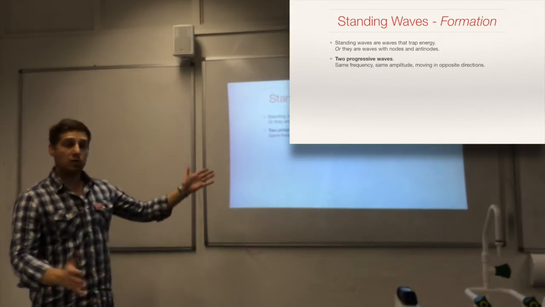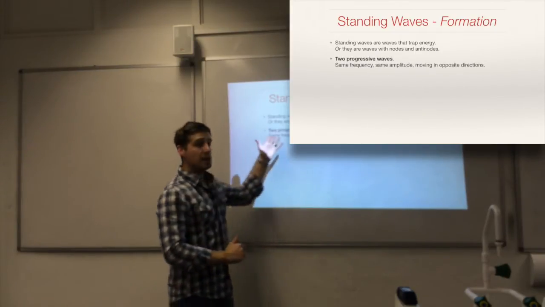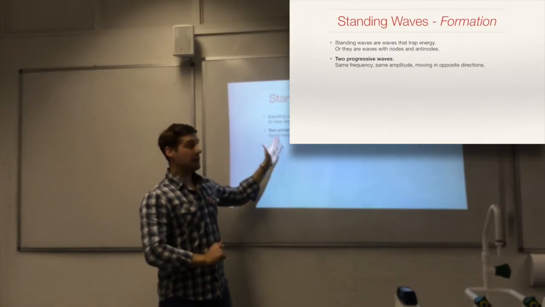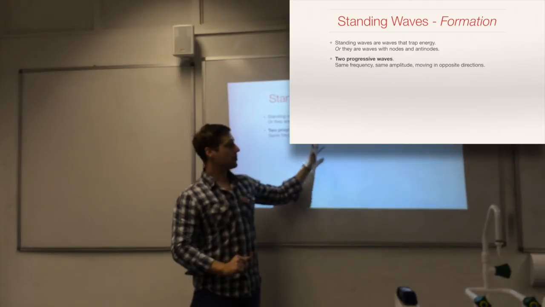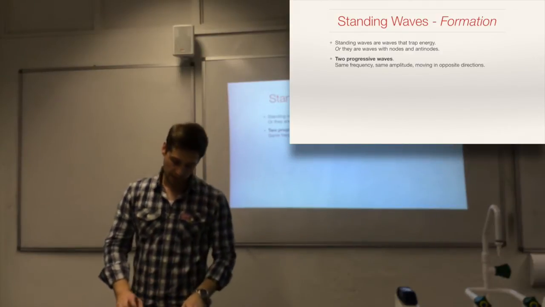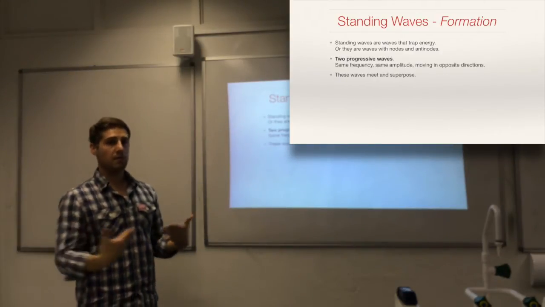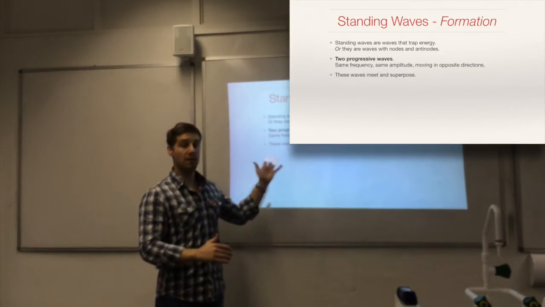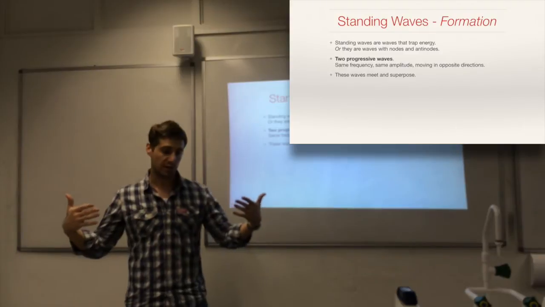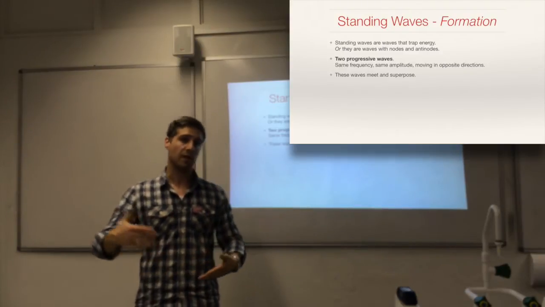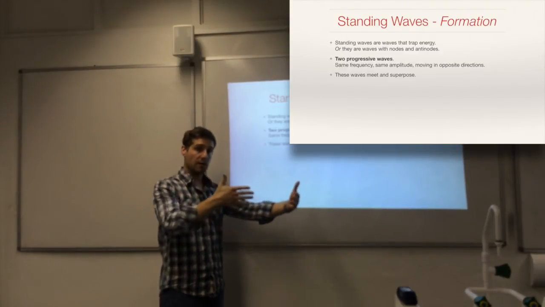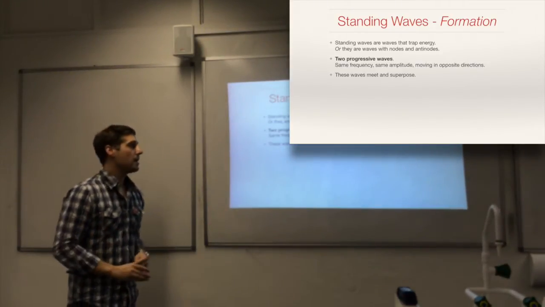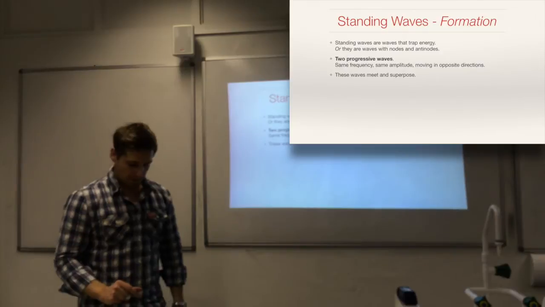Okay, what do we need to form our standing waves? We need two progressive waves. They need to be identical as well. They need to have the same frequency, same amplitude, and they need to be moving in opposite directions. Now we need these two waves to meet and superpose. So just as with any other case of superposition, we need waves of the same type. So if I'm going to use sound waves, I need to use two sound waves. I need to use two microwaves if I want microwaves to superpose and produce standing waves. So they need to be waves of the same type.